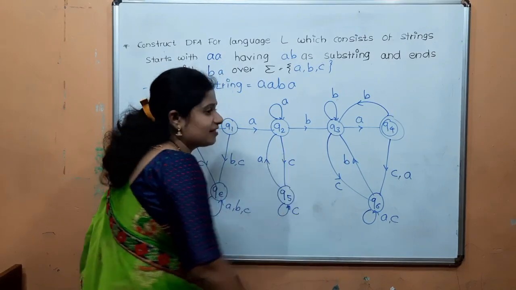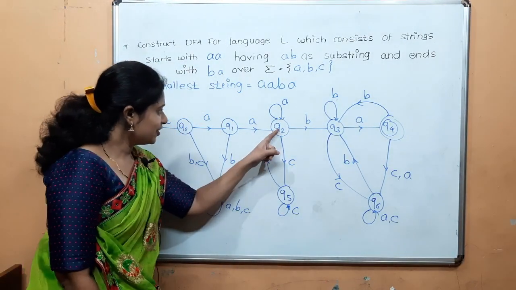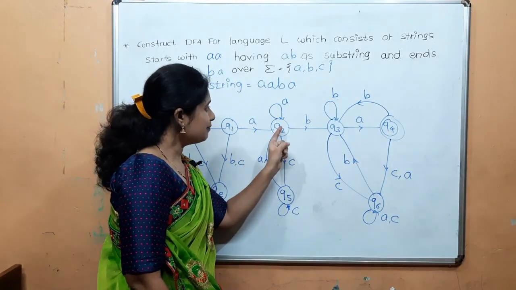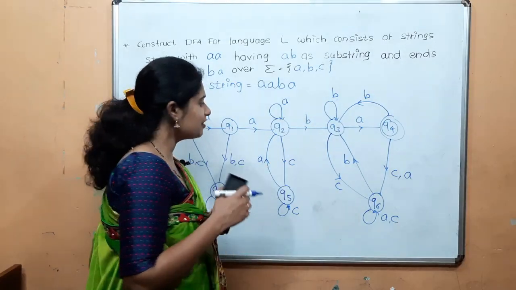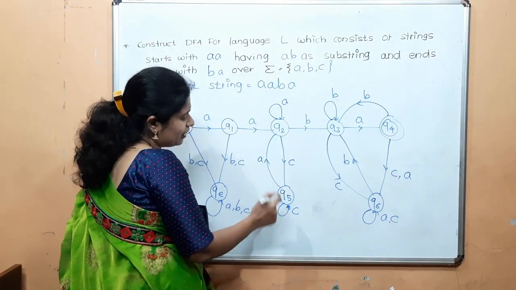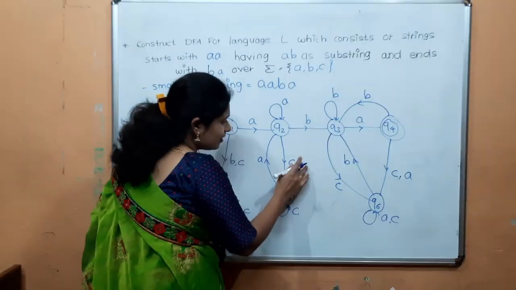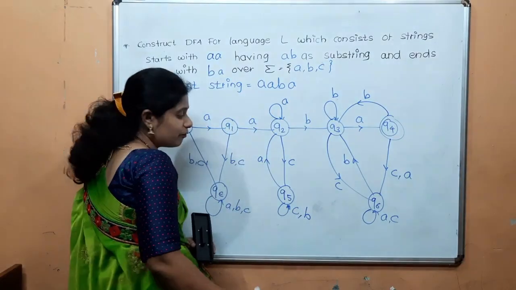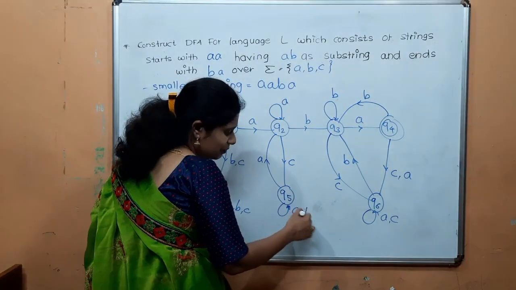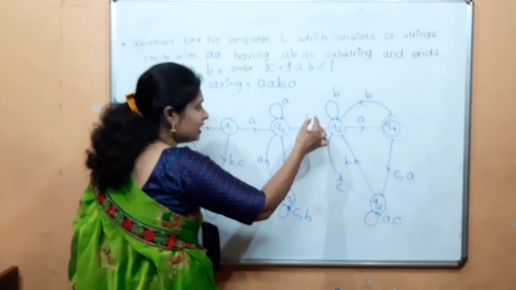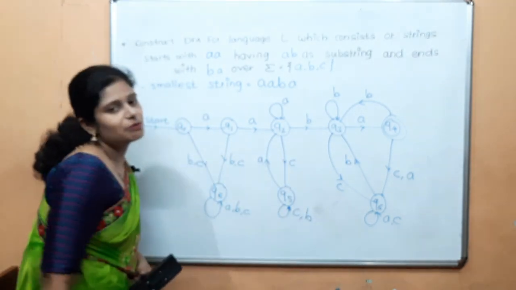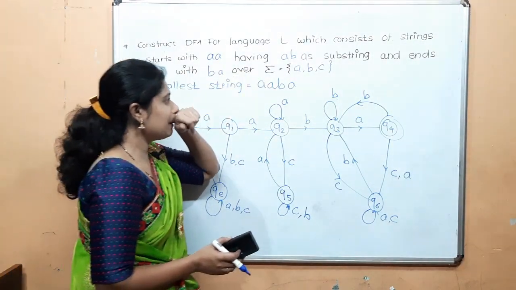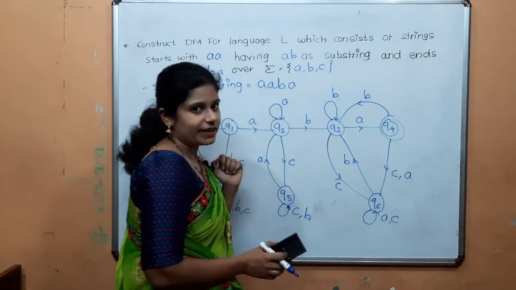Now see here, we can check Q2. After this A will occur, we can give here a self loop of A. If B occurs, then B is already given. After this A, C will occur, here we can give it. After this C, any number of B's can occur. Okay, here we can give B also. Why? Because after this C, if a number of B's occur, then we can also get AB as a substring. So here we can use the self loop of B. Okay, this is the example of a language that starts with AA, has AB as a substring, and ends with BA.